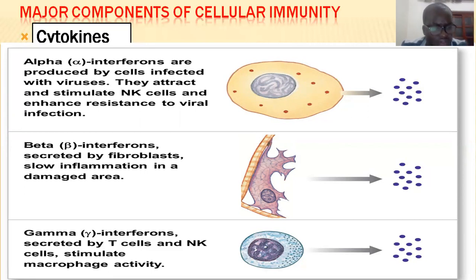Then you also have gamma interferons. The gamma interferons are secreted by T cells and natural killer cells and stimulate macrophage activity. So we saw this. I told you that when there is an infection, the macrophage will produce interleukin 12 that will activate the natural killer cell. The natural killer cell, in turn, will produce interferon gamma that will go and help the macrophage to attack the microorganism or to get rid of the internalized microorganisms after phagocytosis.